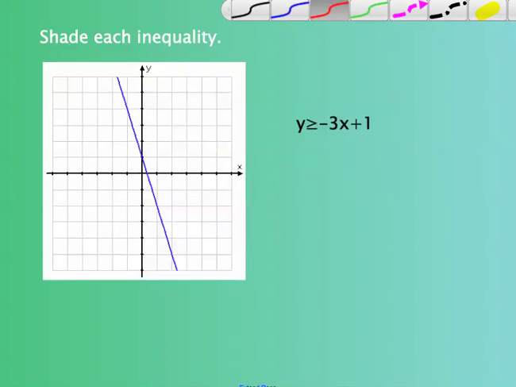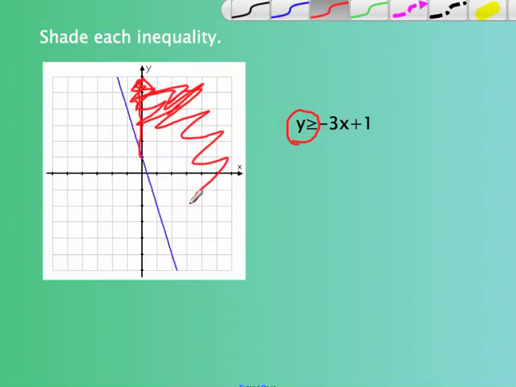Let's take a look at another one. y is greater than or equal to negative 3x plus 1. Again, here we've got a solid line. Since it's y is greater than or equal to, which way are we going to be shading on our y-axis? If you said up, you're correct. We're going to be shading this region of our graph. So we're going to start shading here and everything on that side of the graph.